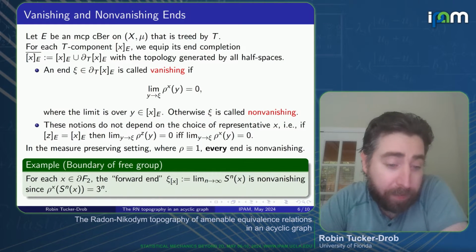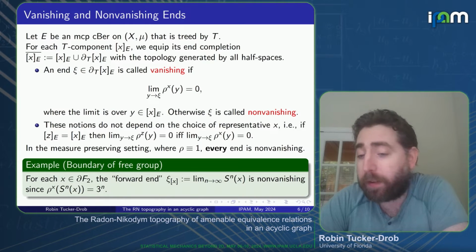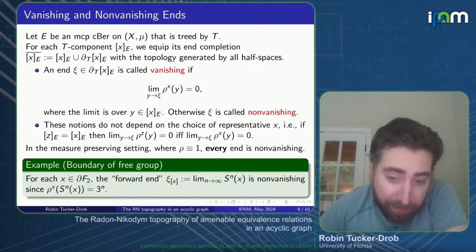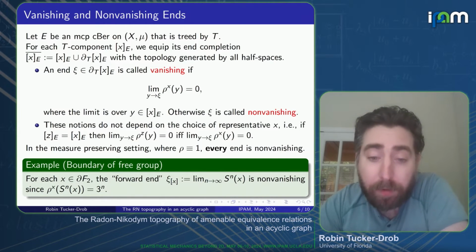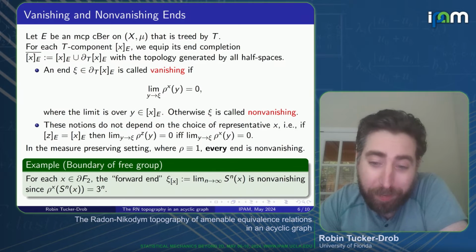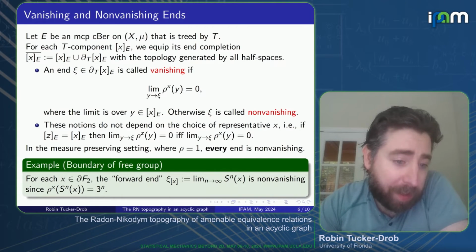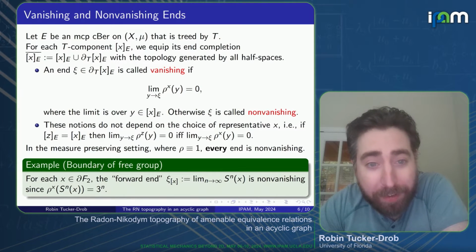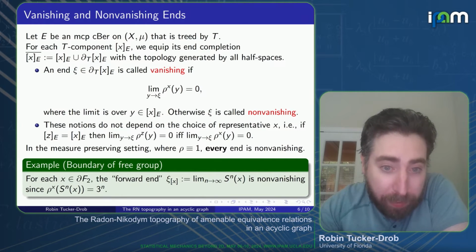For each point in our boundary, consider the forward end of this tree where we connected each point x by an edge to s of x. So if we keep following s, we're going to be going towards this forward end, this limit of s to the n of x. And this will be a non-vanishing end because, as we computed, to prove that an end is vanishing, you need to actually prove that this limit is 0, and the limit meaning topologically.